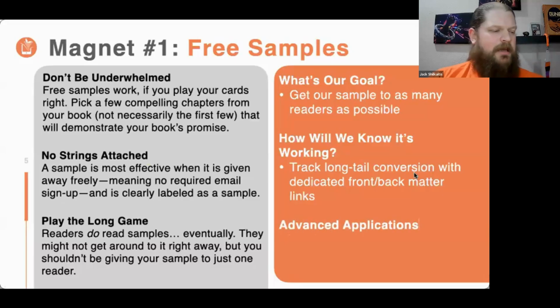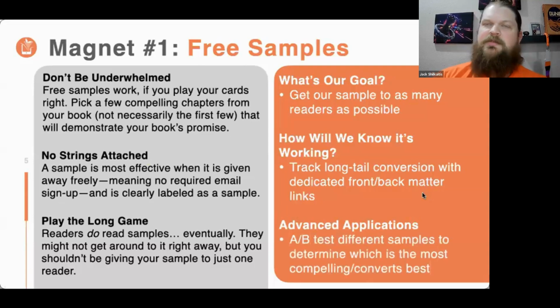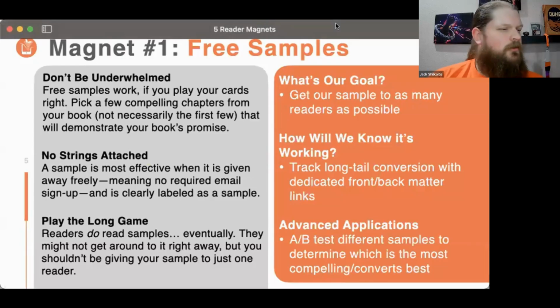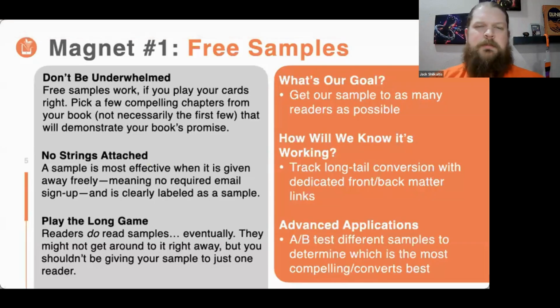So an advanced application as well, for those of you who really want to think outside the box, is that you can A/B test different samples in order to determine which is the most compelling and converts the best, right? There's no real rule that says the sample has to be the first 3 chapters of your book. You can give away a sample chapter from a different part of the book. You can give away multiple different samples if you do it carefully. You got to be careful. You can't be too confusing, right?